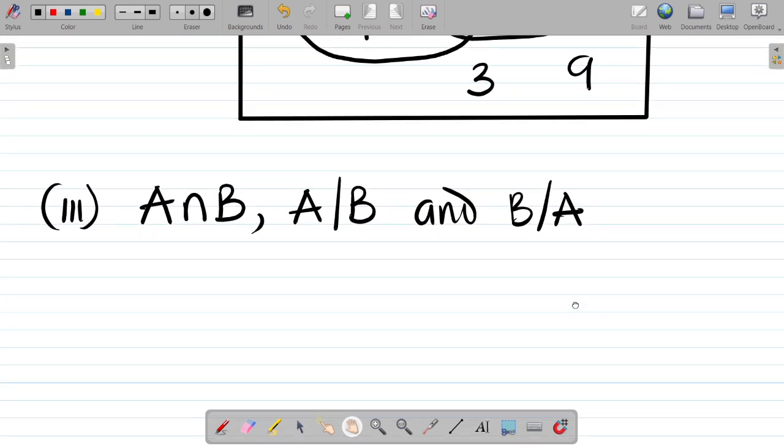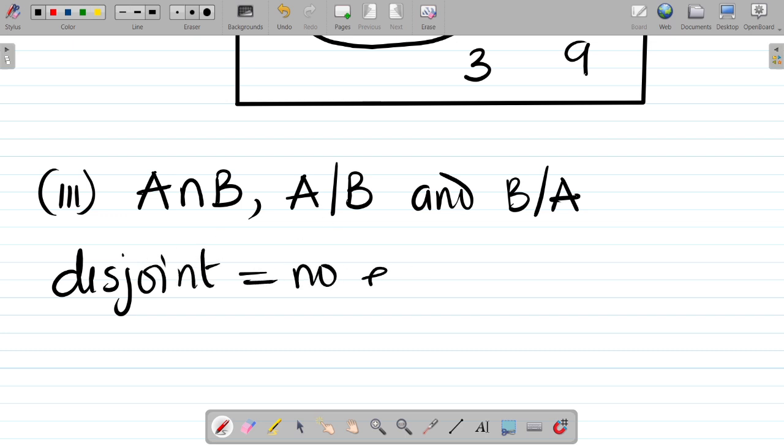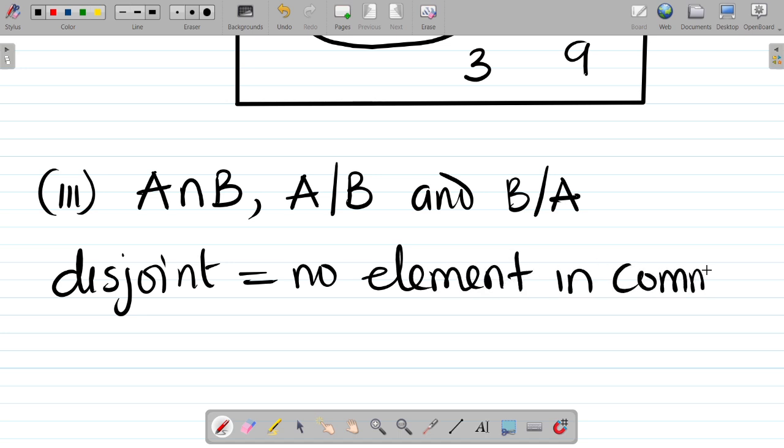Okay. First things first, when we say they are disjoint, what does it mean? If they are disjoint, what it simply means is that they have no intersection or no elements in common. Right? No elements in common. So please take note of this. When they are disjoint, it means they have no elements in common.